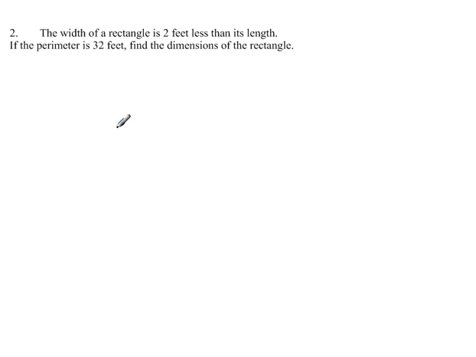Let's try one more. Okay, let's start by drawing our rectangle. Okay, the width is 2 feet less than its length. So we're going to say L is the length. So the width is 2 feet less than that. Remember that "than" means to switch it around. So that's going to be L minus 2.